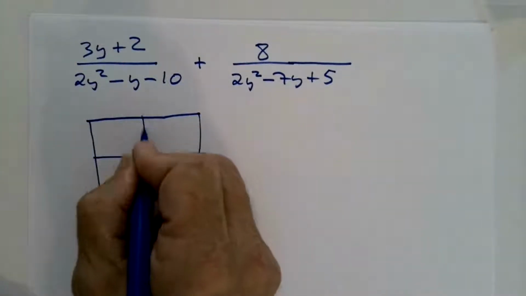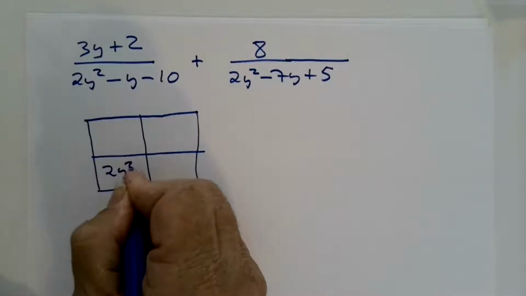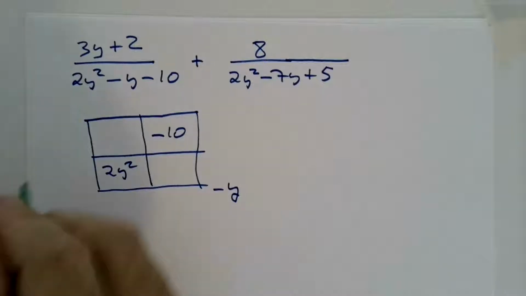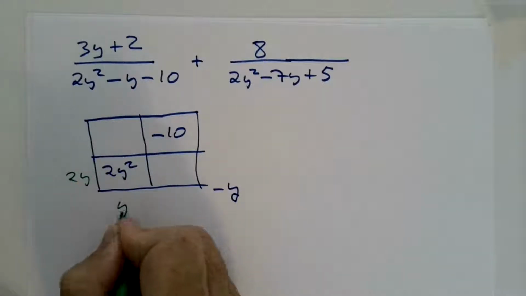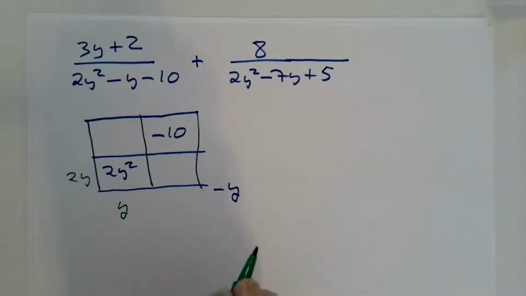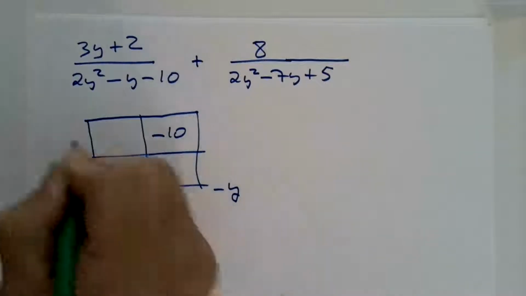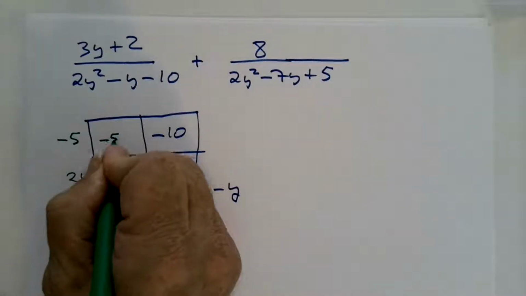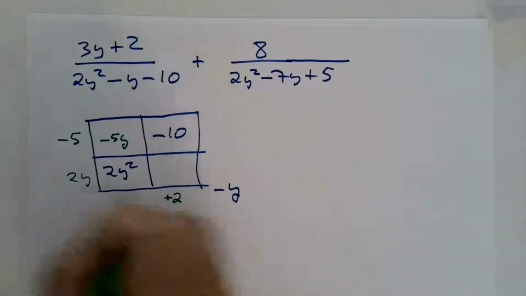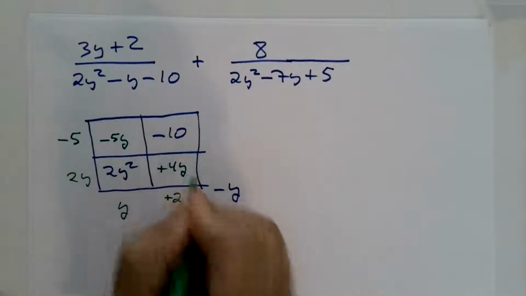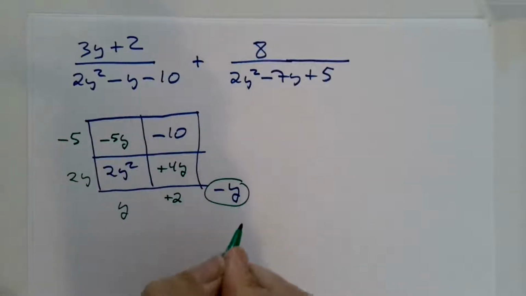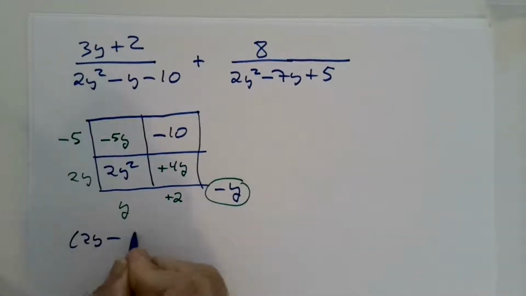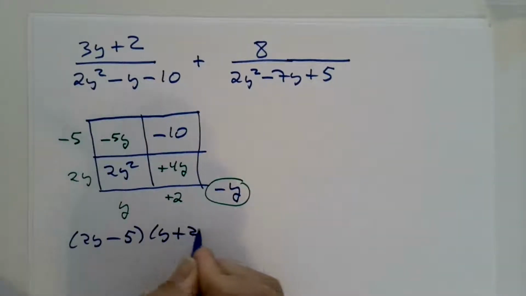I have 2y squared here, -10 here, -y. So I get 2y times y. I will need a 5 and a 2. So I think a 2 and a -5 will do it. -5 times y is -5y. Positive 2 times 2y is positive 4y. And indeed, that equals -y. So 2y minus 5 times y plus 2.